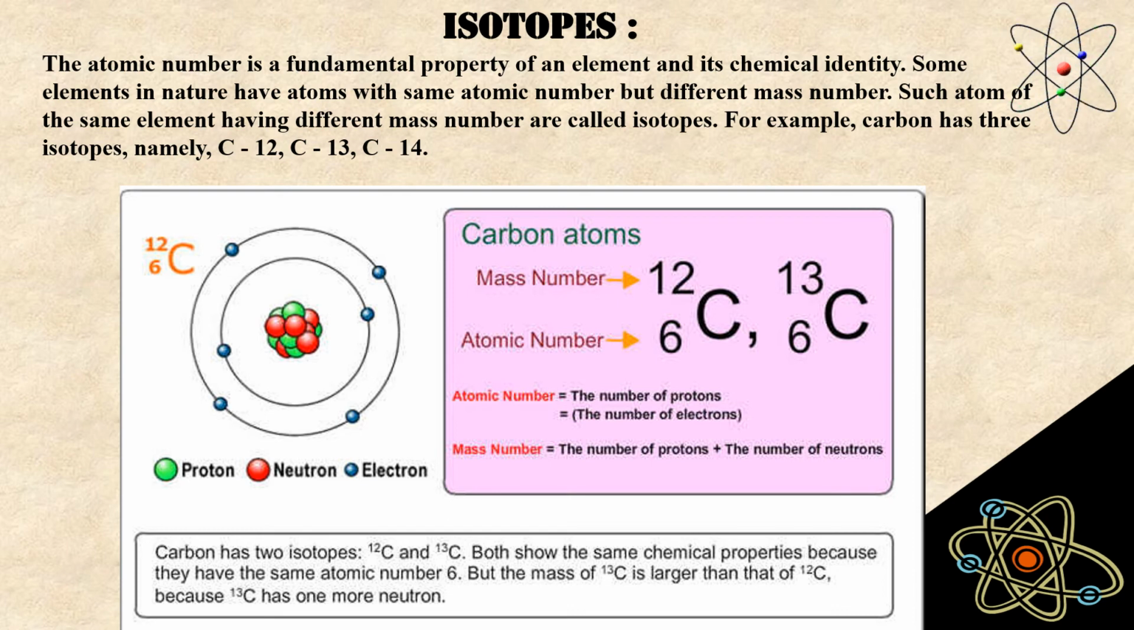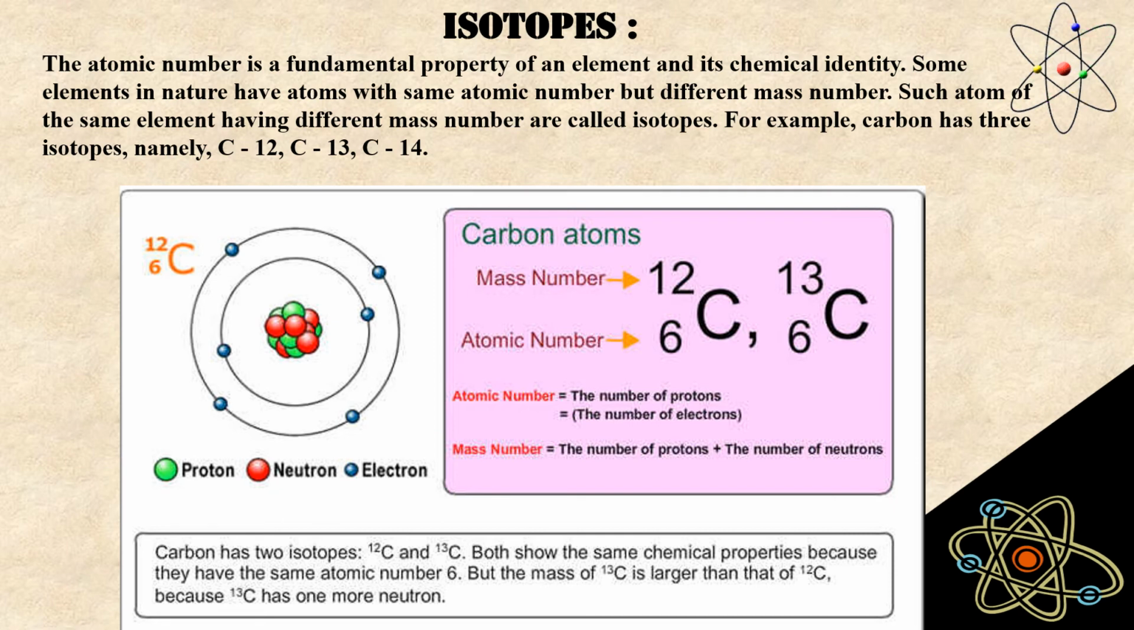The atomic number is a fundamental property of an element and its chemical identity. I've explained you all about atomic number. Okay? That is the number of protons present in an atom. Atomic number किसे कहते हैं? The number of protons present in a atom. ठीक है? So if you remember that, you will understand what is coming ahead. Some elements in nature have atoms with same atomic number but different mass number.